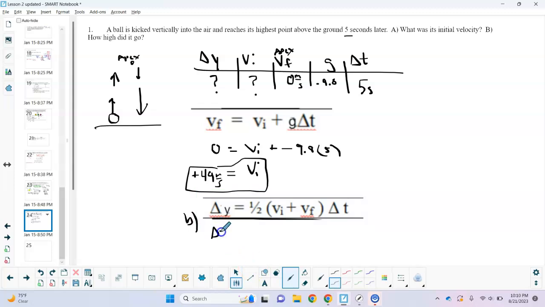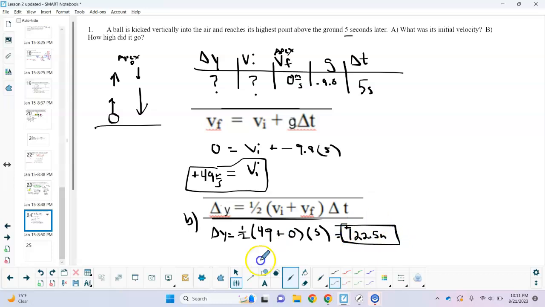So delta y is what we're solving for. That's the height, 1/2. Initial velocity is that answer we just got, which is 49. Final velocity at the apex is 0, and the time is 5 seconds. So we're going to do 1/2 times 49 times 5. So this turns out to be 122.5. And that's going to be meters, and it's positive because, again, it's moving upward. So that is the solution to that one.